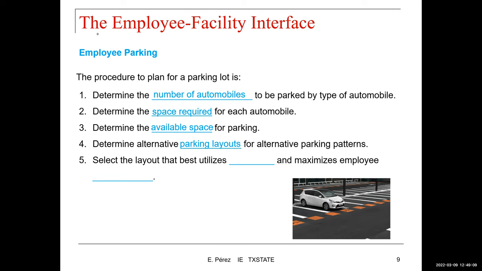So for example, there's some parking lots in which you can only drive in one direction. There's some parking lots in which you can drive in both directions. Some of them have the parking spaces with an angle. Some of them just have 90 degree spaces. So all those things are important when you're considering the space that you have available and you're planning for a specific number of parking spaces.